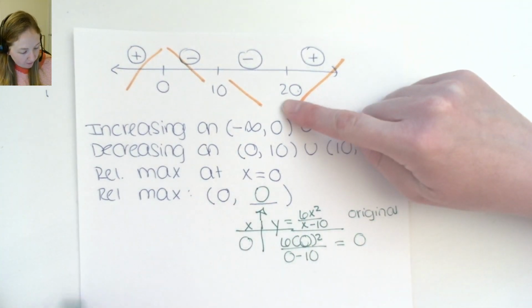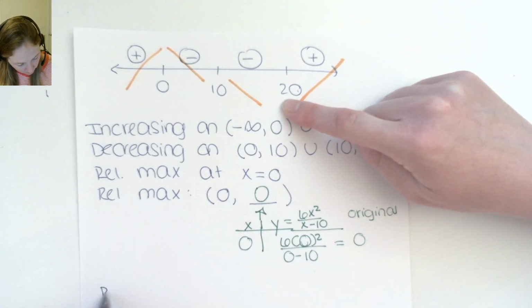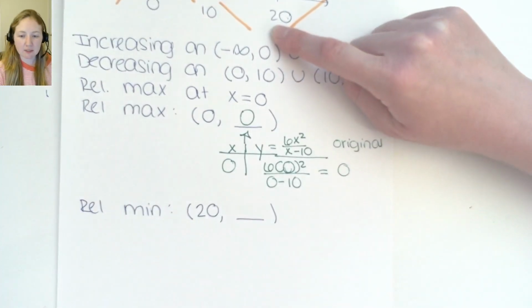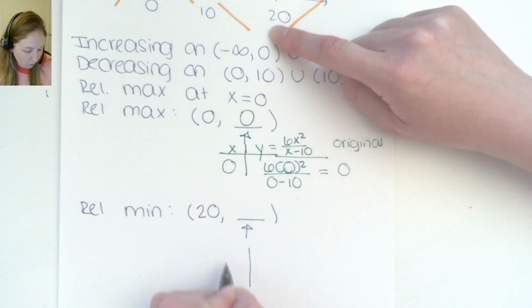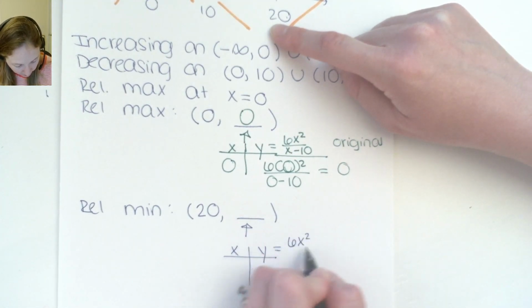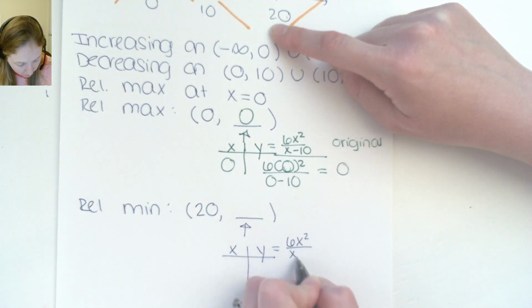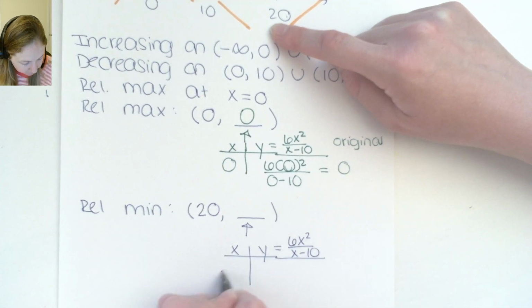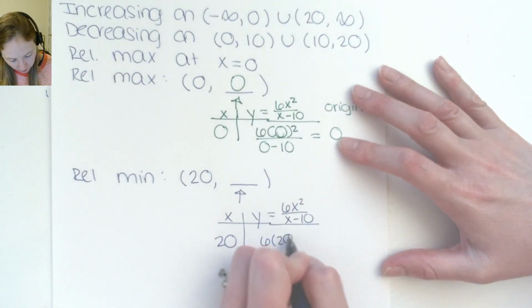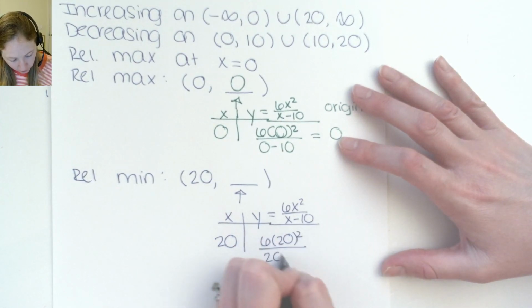Meanwhile, there's a valley, a relative min at 20, comma, and then to get the y value associated with 20, you would plug into the original function. So plug 20 into that original function, so 6 times 20 squared over 20 minus 10.